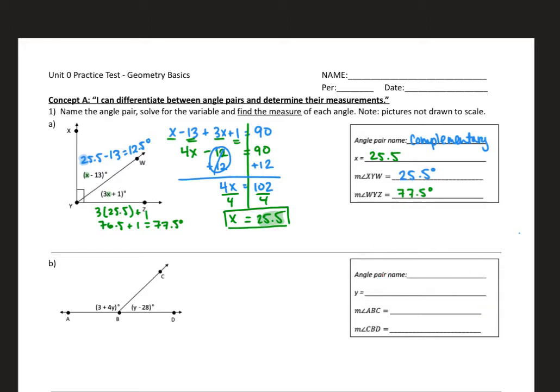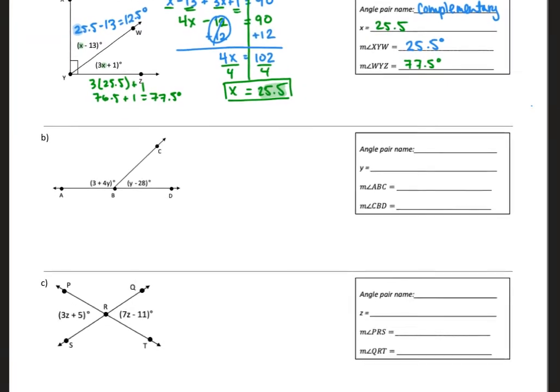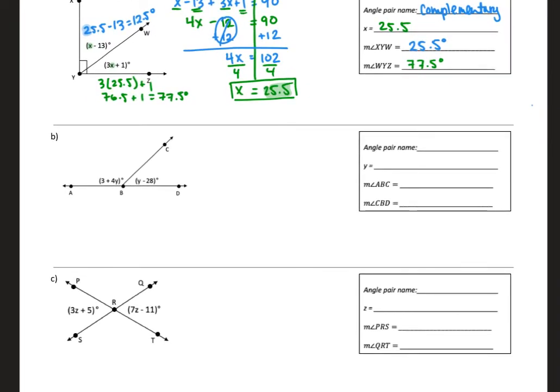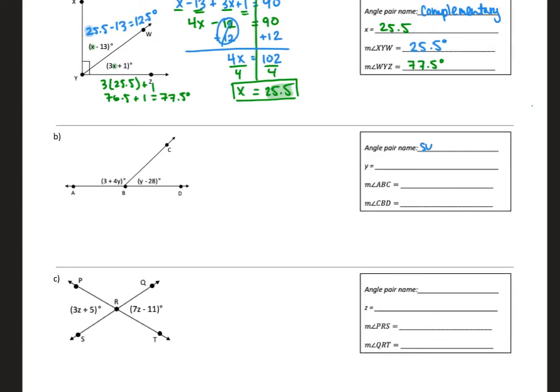All right, part B. So again, we have an angle pair. These angle pairs form a straight line. You can think of it as two slices of pizza that form half of a pizza, or 180 degrees. You can either call these supplementary, or you can call them a linear pair. So to solve for y, these have a sum of 180 degrees. So we're going to add it. 3 plus 4y plus y minus 28 equals 180 degrees.